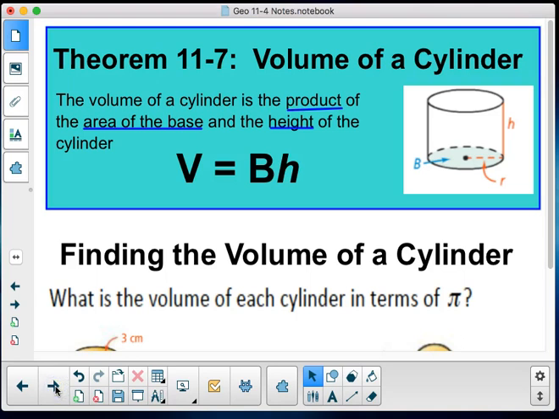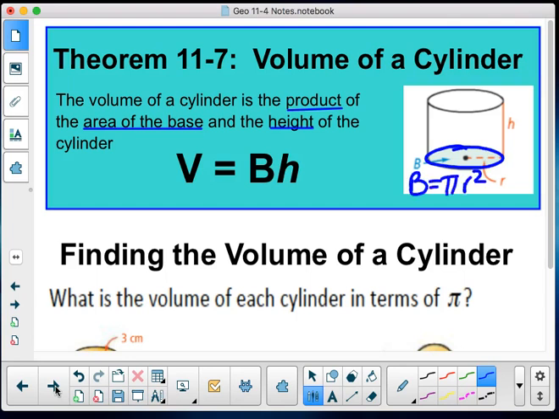Theorem 11.7, volume of a cylinder. The volume of a cylinder is the product of the area of the base and the height of the cylinder. Well, that's crazy. But you've got to keep in mind, area of a base in the cylinder, anything circular, that big B is pi r squared. So really, this can be pi r squared h.